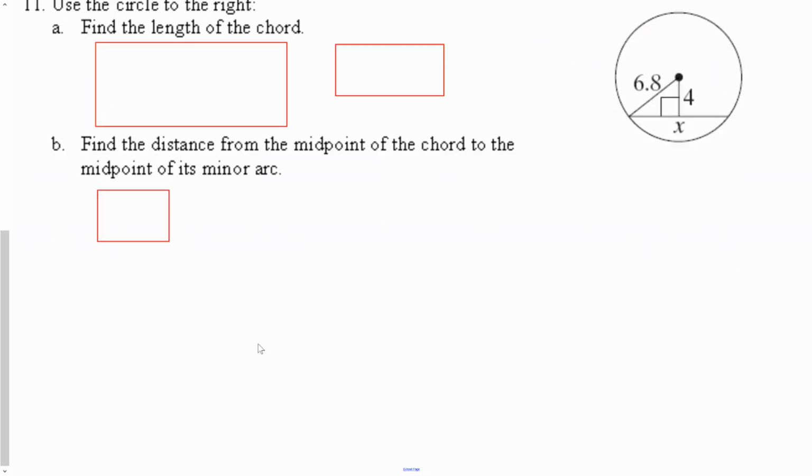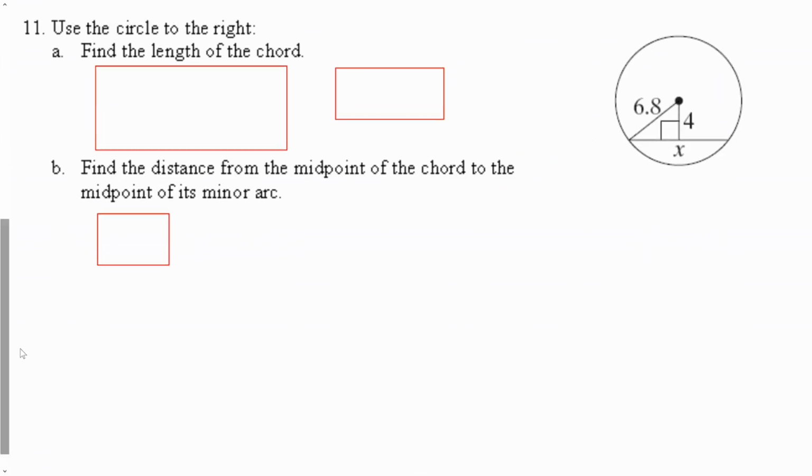In number 11, we have another circle. Notice some information. The radius of this circle is 6.8. The distance from the center to the chord is 4. Now, if I'm saying distance from the center to the chord, that has to be perpendicular, because that's the only way we measure distance from a point to a segment or a line or a ray.